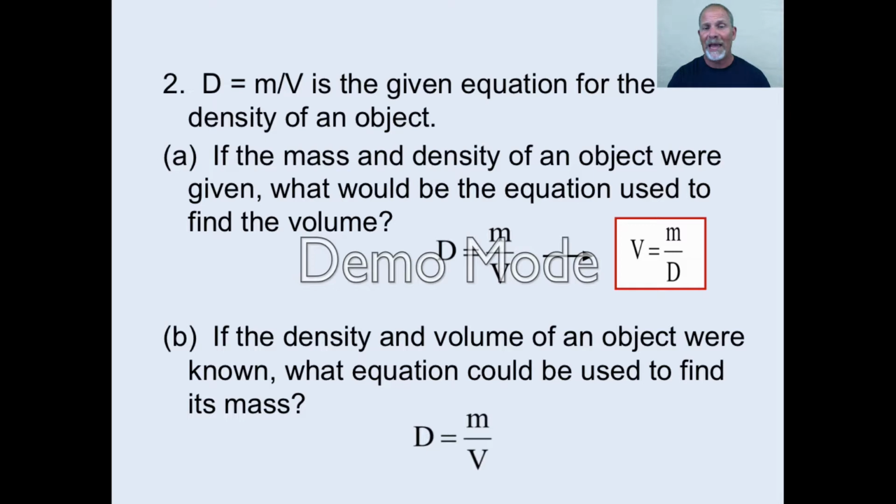Next, I know my density and I know my volume. Now I want to isolate mass. With pre-algebra, to isolate mass, I'm going to multiply both sides by my volume. And so mass equals density times volume.